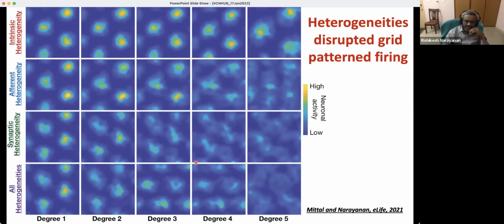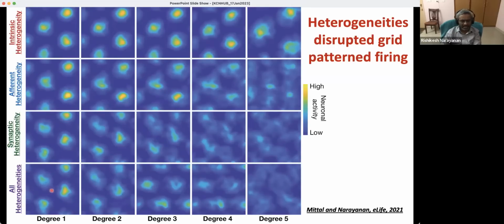But most of the models that are used for explaining grid cells, the network models, don't have any kind of heterogeneities, basically. They are made of homogeneous neurons, and they talk to each other. So here what Devyant did was, he introduced heterogeneities one by one, the different heterogeneities that I talked about: how different individual neurons could be, what kind of inputs come onto each and every neuron, what kind of synaptic properties are there, and then all of them together.